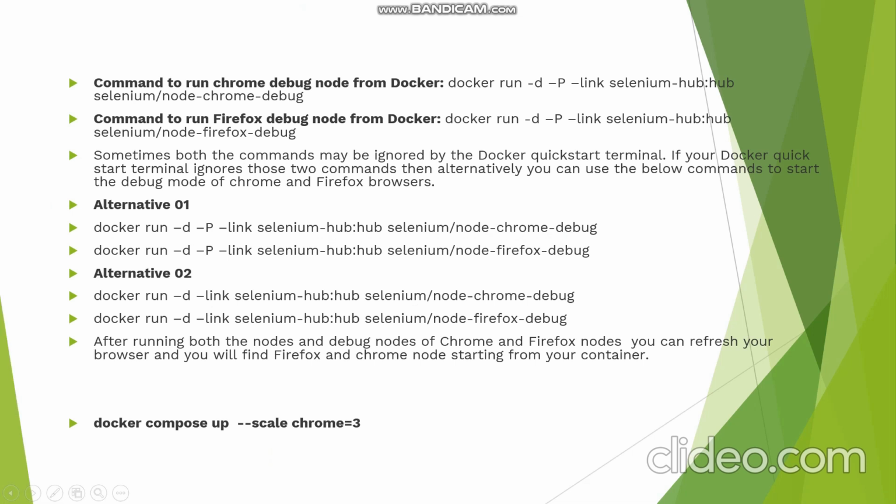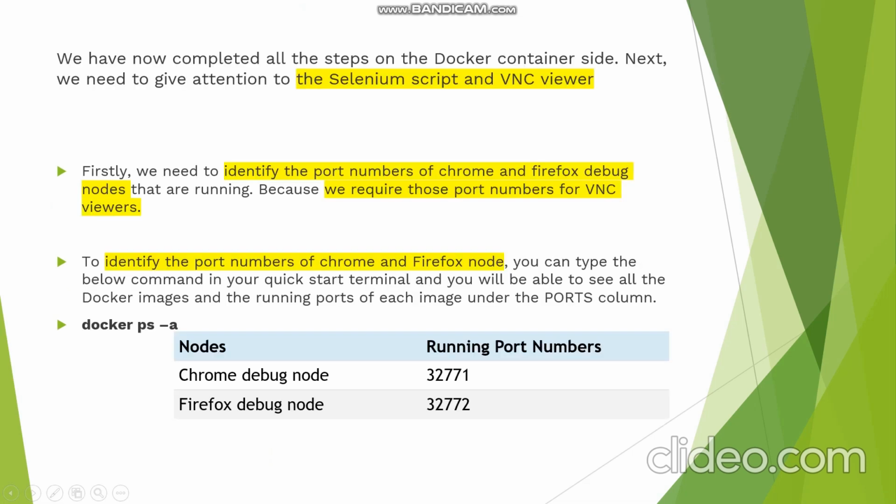Once we run both the Firefox and Chrome nodes, we can refresh and verify whether these nodes have started on the containers or not. Once we have done all these steps on the Docker container side, we need to run the Selenium script and the viewer. We also need to identify the ports for these nodes, like the Chrome and Firefox nodes. For that, we need the required ports for VNC viewer.